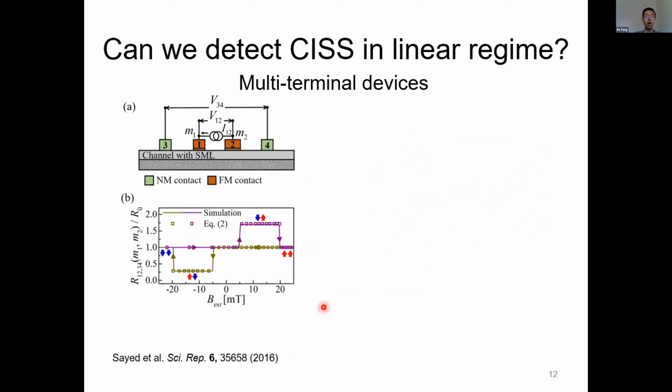Alternatively, we can use a multi-terminal geometry. Here we show a four-terminal device. It has a conduction channel that has spin-charge conversion. Here it's generic. It doesn't have to be chirality, but it can be. Then you put two magnets on top, and you can see a distinctive three-state spin valve signal. It's different from the traditional spin valve where you have two states.